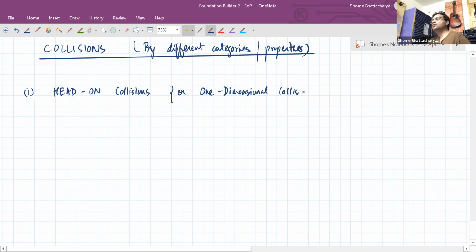It's very easy to understand why they are called one-dimensional collisions, because all the vectors, the initial velocity vectors and the final velocity vectors, lie along one axis. So the system is one-dimensional. So in short, we will just call them 1D collisions from now.